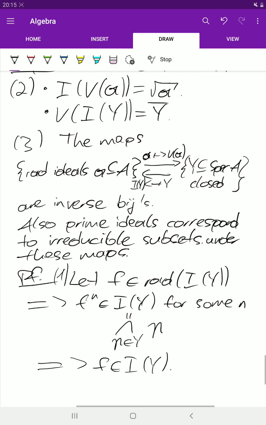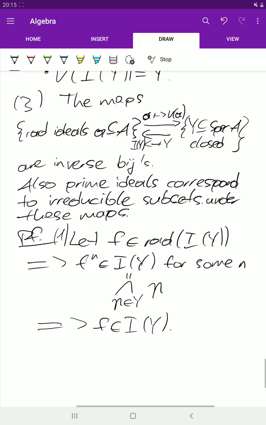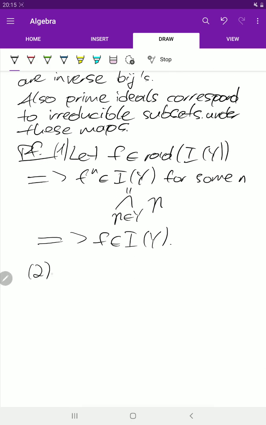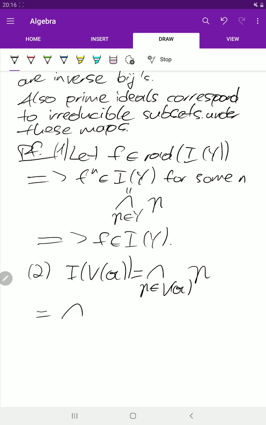Let's look at part 2. So we want to prove that I of V of A is equal to the radical of A. So let's see this. Let's look at I of V of A. So that's the intersection of the prime ideals P in V of A. And well, P is in V of A, so that's the prime ideals such that A is a subset of P.